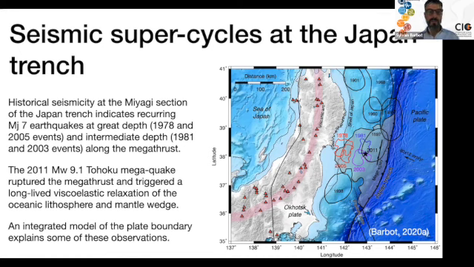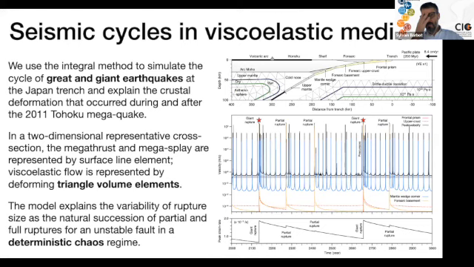And so in this context, we want to understand what governed the succession of these relatively small partial ruptures of the megathrust that eventually culminate in megaquakes that rupture the entire seismogenic zone all the way to the trench. So we're going to use seismic cycle simulations to address this question, assuming a two-dimensional approximation. To do this, we implement the integral method for a representative cross-section.